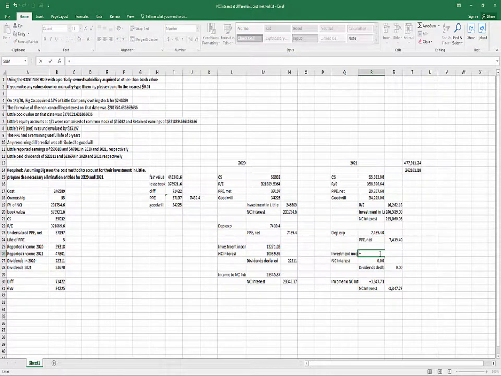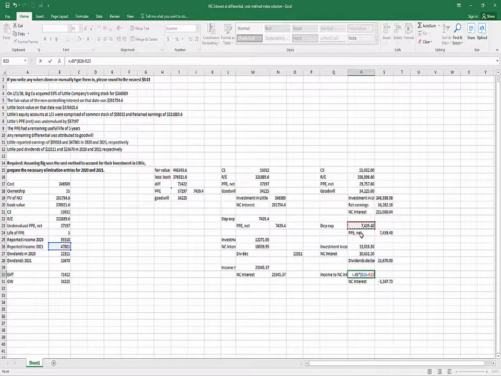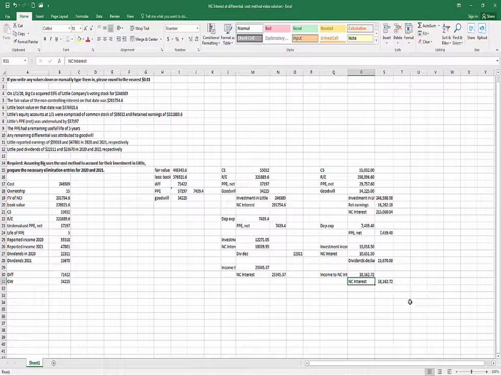Investment income, the parent's share of Little's 2021 dividends. The non-controlling interest's share, their share, 45% of the 2021 dividends. And dividends declared. Oops. And finally, the income to the non-controlling interest. And again, they're going to get their share, 45%, of the subsidiaries' adjusted earnings. We're going to go ahead and take the subsidiaries' reported 2021 earnings, subtract out the depreciation adjustment, and so. Okay, so income to the non-controlling interest, $18,162.72.